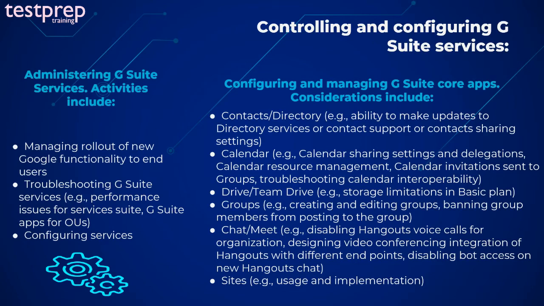4. Groups, for example, creating and editing groups, banning group members from posting to the group. 5. Chat or Meet, for example, disabling Hangouts voice calls for organization, designing video conferencing integration of Hangouts with different endpoints, disabling bot access on new Hangouts chat. 6. Sites, for example, usage and implementation.